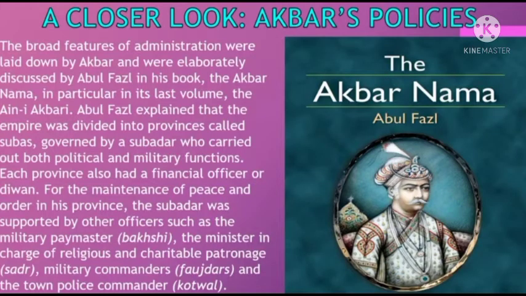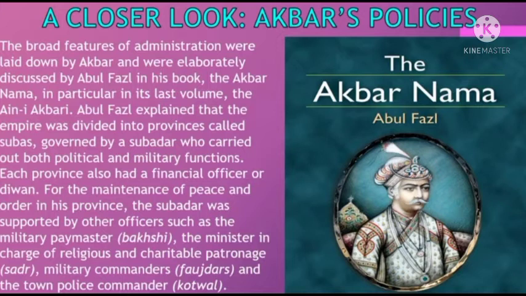A closer look at Akbar's policies. The broad features of administration were laid down by Akbar and were elaborately discussed by Abdul Fazl in his book, the Akbarnama, in particular in its last volume, the Ain-e-Akbari. Abdul Fazl explained that the empire was divided into provinces called Subas, governed by a Subadar, who carried out both political and military functions. Each province also had a financial officer or diwan.